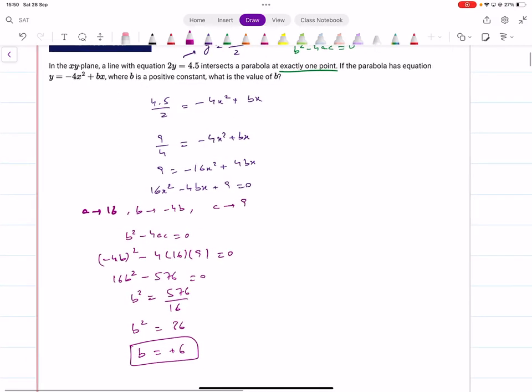Is that okay? Now it's quite some working and it does happen on SAT. The last 5-6 questions, they will require some time. Okay? There's still 10 minutes left.